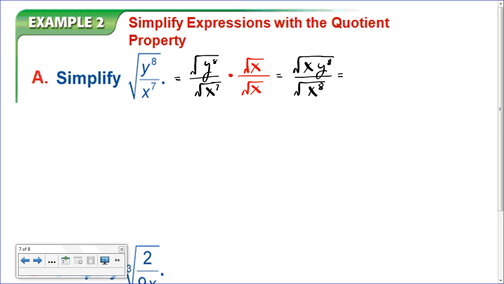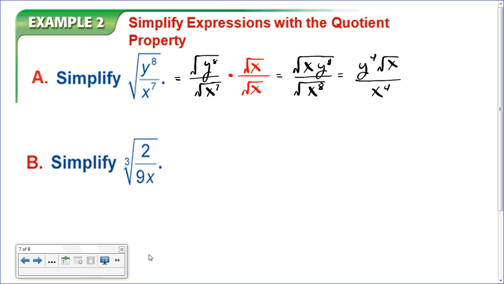And just like we did on the previous examples, I'm going to simplify the top and I'm going to simplify the bottom. Now on the top, I can't do anything with that x, but I can take out y to the 8th. It becomes y to the 4th. So I've got y to the 4th square root x over, and the square root of x to the 8th is x to the 4th. That was completely simplified. There are no powers in here that are 2 or greater. There are no fractions inside the radical, and there's no radicals in the denominator of my fraction.